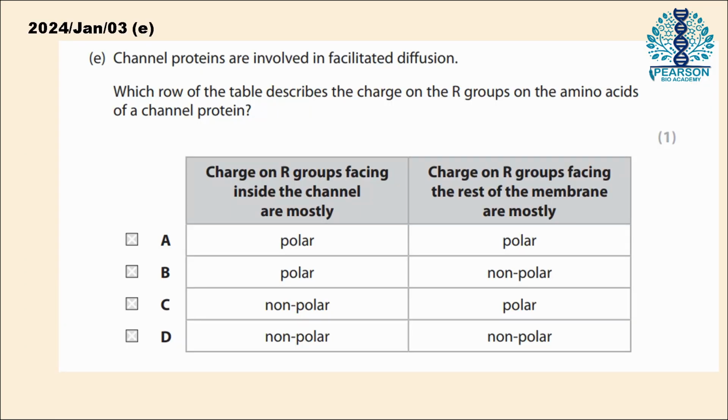So now the answer is very straightforward. Charge on R groups facing inside the channel are mostly polar, and charge on R groups facing the rest of the membrane are mostly nonpolar. Therefore, the best answer is here B.